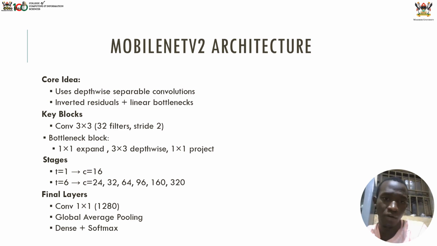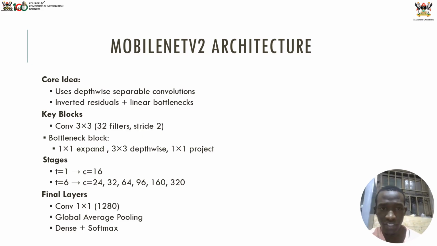Then from there we have our depthwise separable convolution, which is split in two ways. The depthwise, which is concerned with per-channel filtering. Then you have the pointwise, which combines the channels at once. This greatly reduces computation. Then from there we have our residual connections, which are used when input and output sizes match. It helps us with better gradient flow and also training stability.